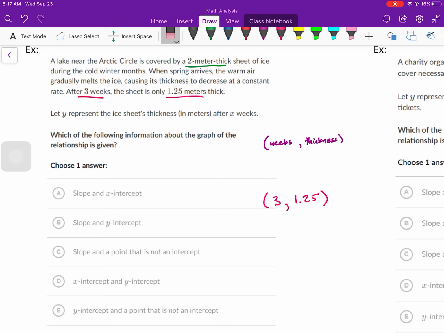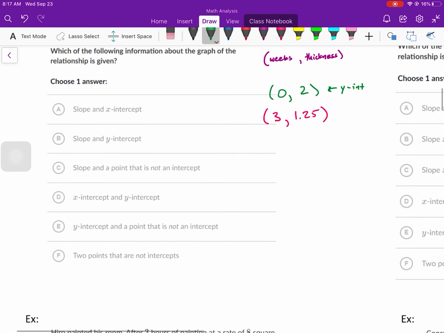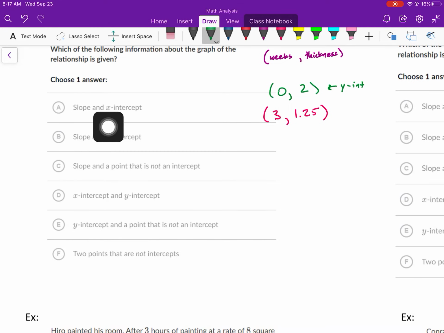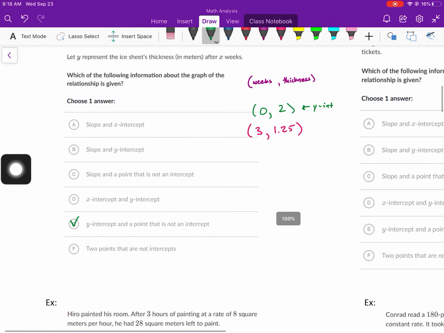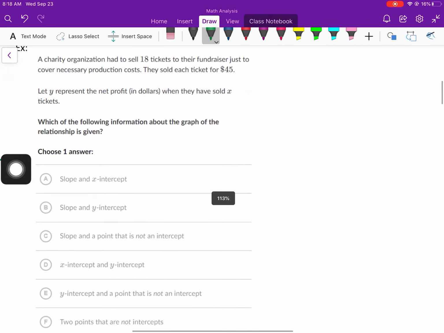So what do they give us here? They give us 2 points, but we know that this one is the y-intercept because that's the starting point. So looking here, they didn't give us slope and y-intercept, or slope and x-intercept. Slope and a point that's not an intercept, no. X and y-intercept, no. Y-intercept and a point that's not an intercept, that sounds right. See, we got the y-intercept, and we got a point that's not an intercept.